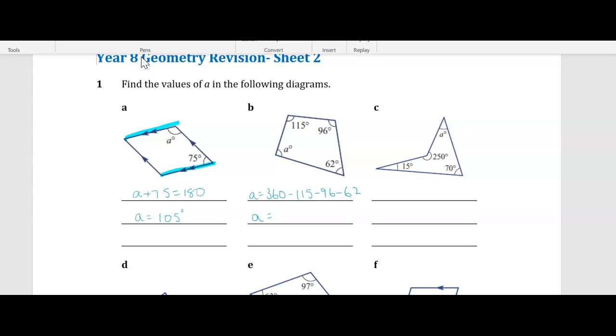Now the same applies for C. What we have here is a four-sided shape. It just looks different to the previous two, but we still add up all the angles and they have to equal 360. So A being your unknown, we know they all have to add up to 360. So if we take away what we already have, that leaves you with what angle A is.